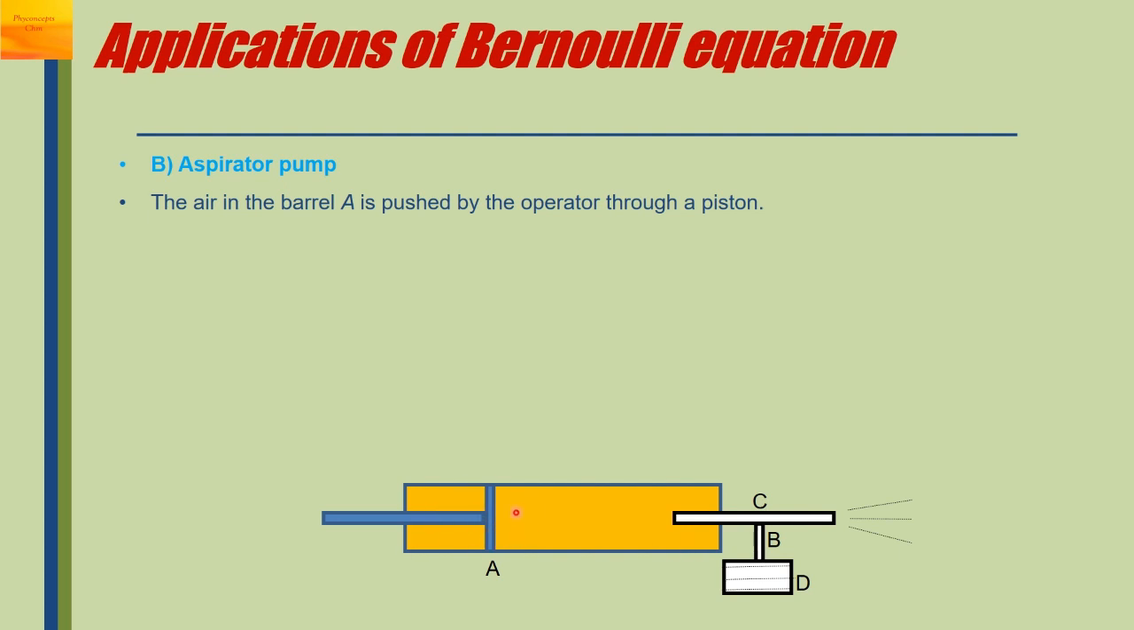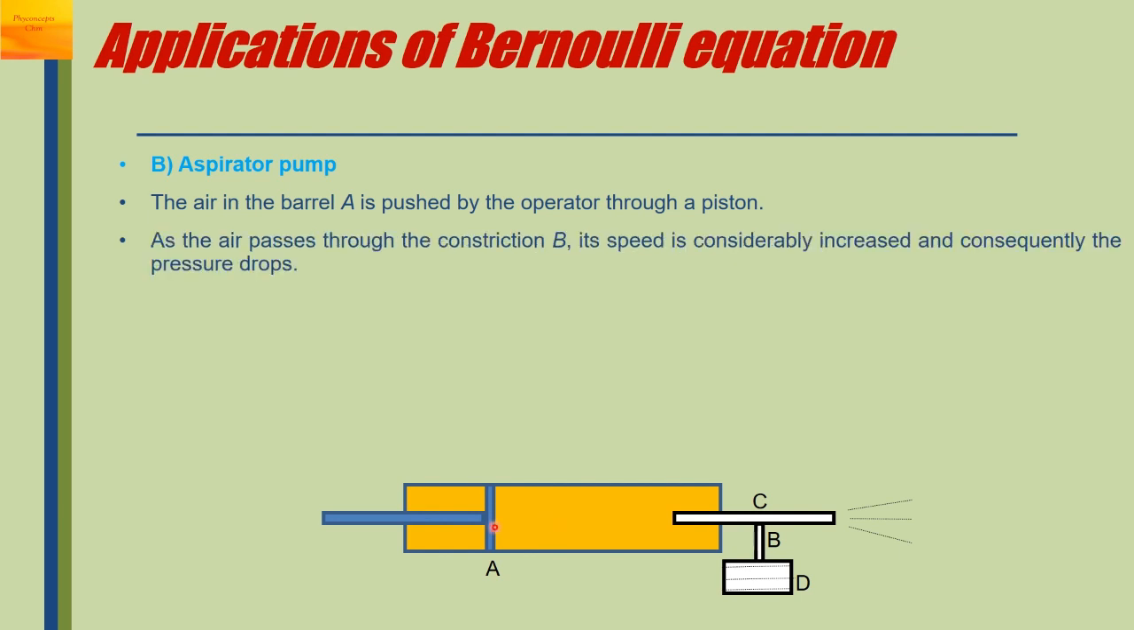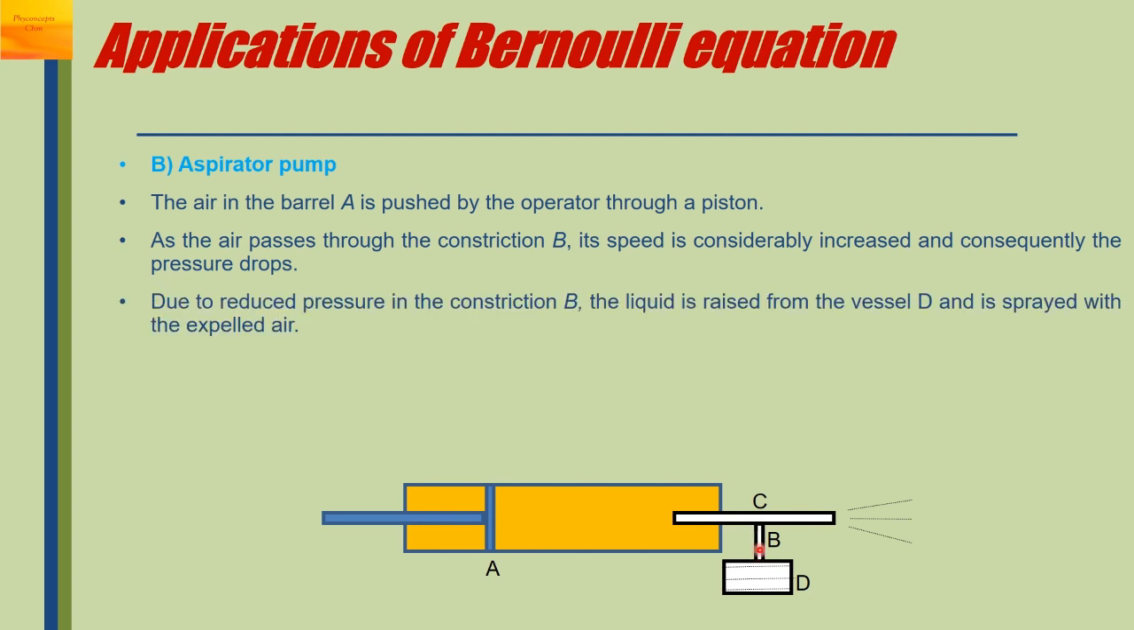The air in this barrel A is pushed by the operator with the help of this piston. As the air passes through this constriction B, its speed will be very high and hence the pressure will drop. Due to this reduced pressure in the constriction B, the liquid is raised from this vessel D and it is sprayed with the expelled air outside.